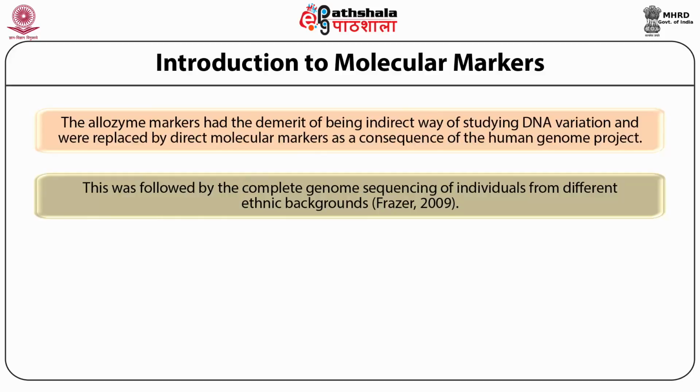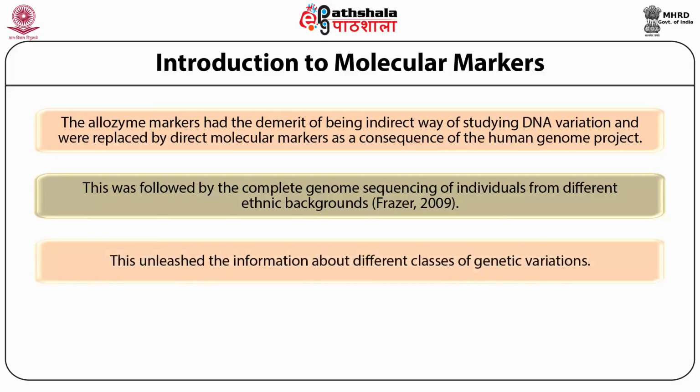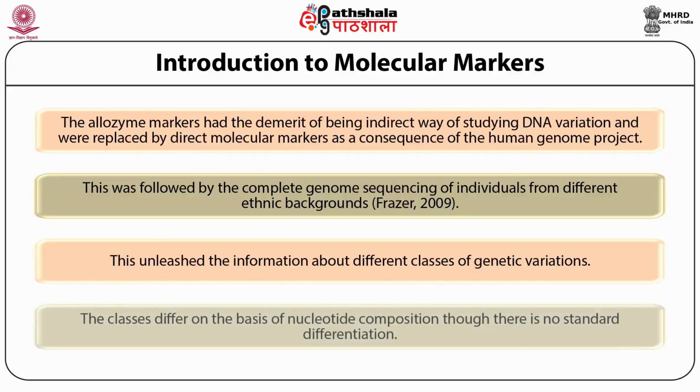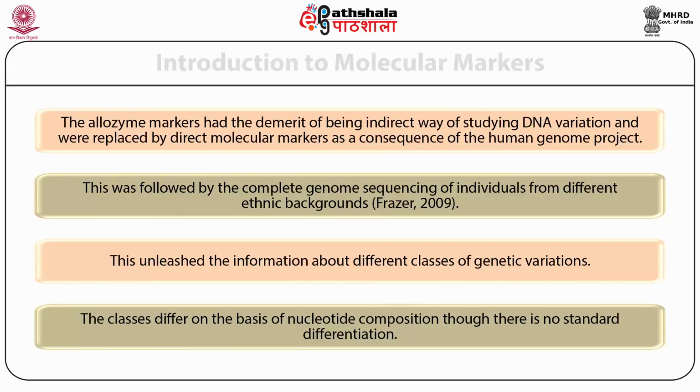The individual sequences varied from the reference sequence at many different locations on the genome. This unleashed the information about different classes of genetic variations. Human genetic variations broadly fall into two categories, that is, single nucleotide variants and structural variants. The classes differ on the basis of nucleotide composition, though there is no standard differentiation.